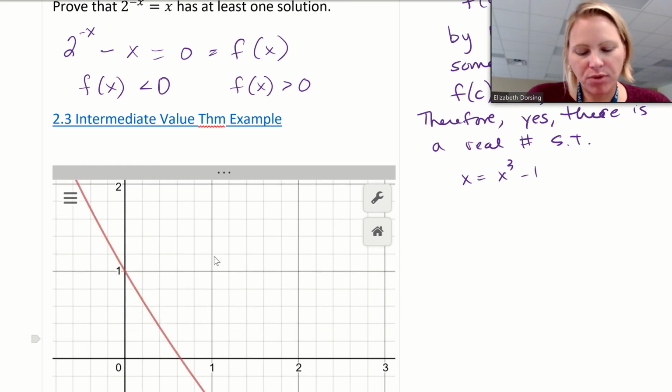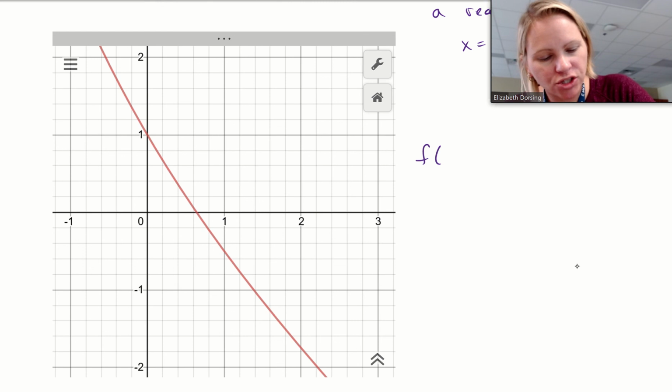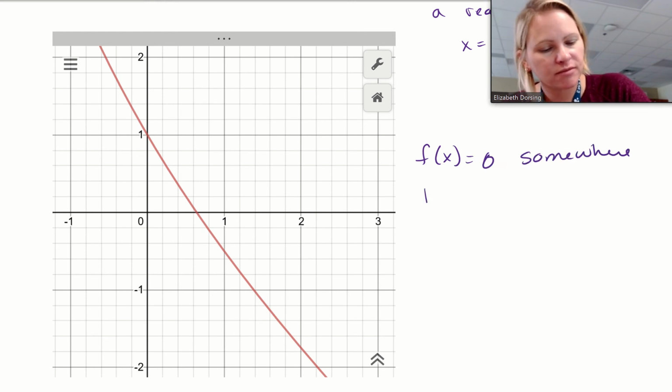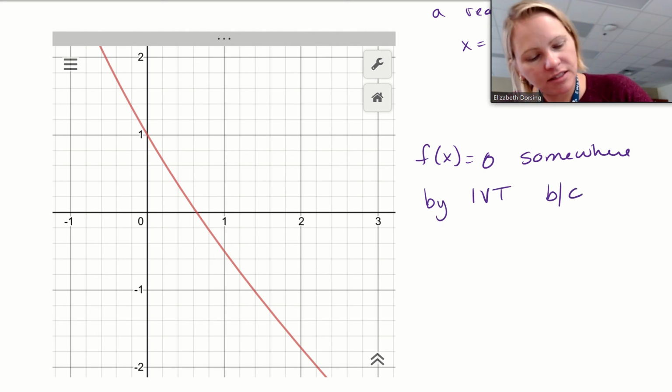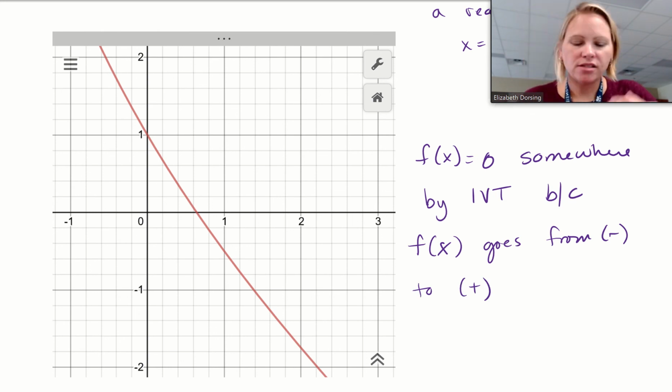And you're going to see this pop up on the AP exam. They ask questions about this all the time. You need to find a 0 of a function. And so if this is your function, f of x equals 0, somewhere by the intermediate value theorem, because the graph of f of x goes from negative to positive. So you can justify that something exists by the intermediate value theorem because, hey, you're negative to the left, you're positive to the right. You have to have somewhere where I hit 0.